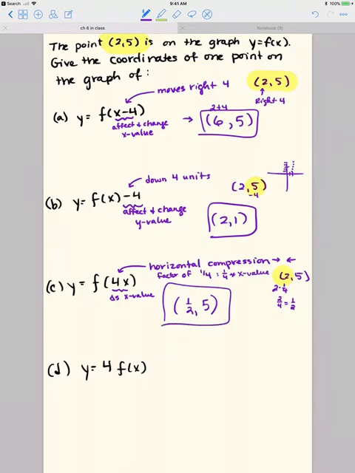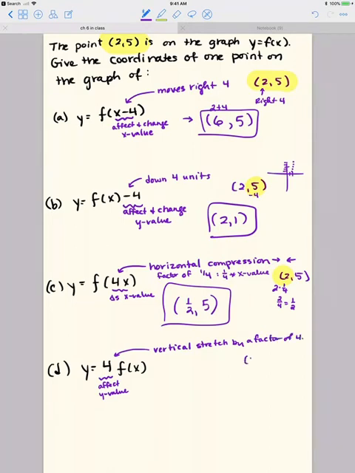For this last one in this example, the 4 is being multiplied outside, so that's going to be a vertical change. Again, anything that happens on the outside of the function is going to affect the y value because it's a function value. So this ends up being a vertical stretch by a factor of 4. It will actually 4 times a number.